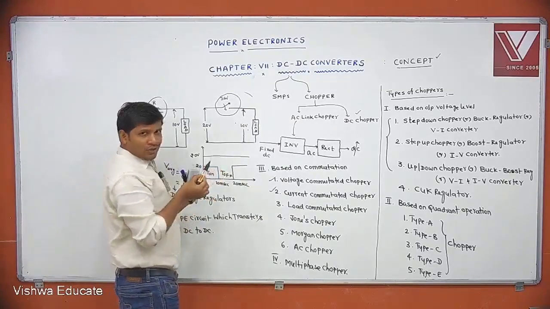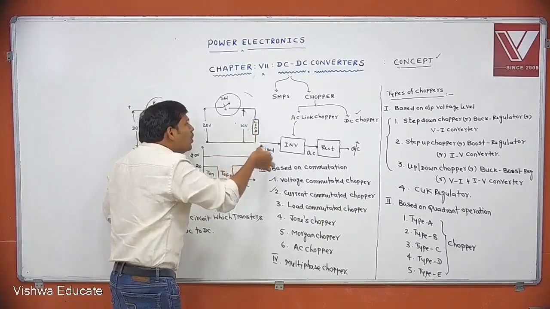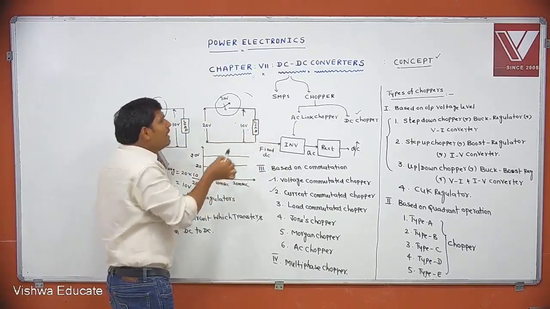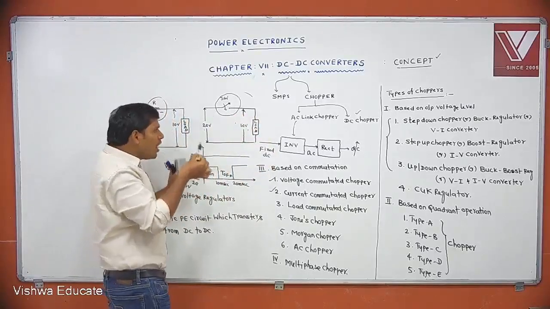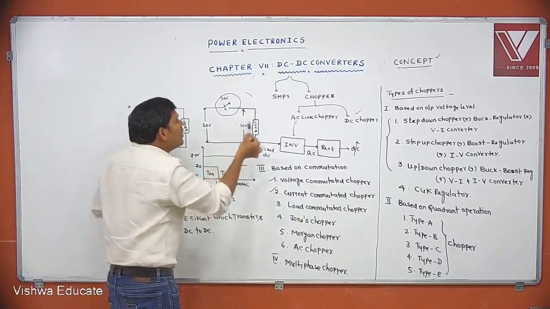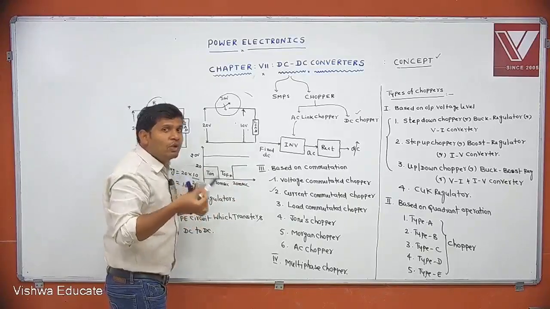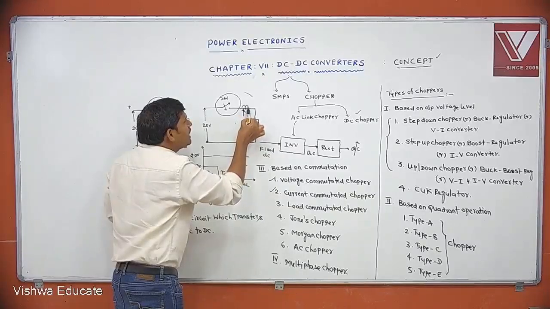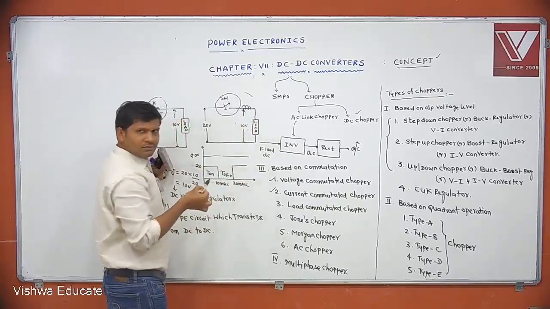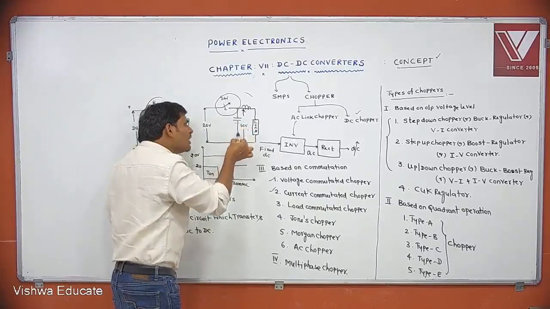During this operation, if there are any ripples in the load current or the load voltage, then in order to reduce the ripples in the load current, we can use one inductor. In order to reduce the ripples in the load voltage, we can use one capacitor.